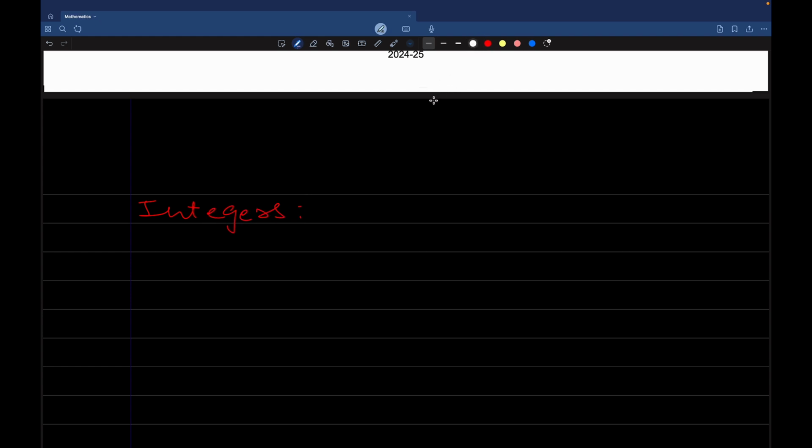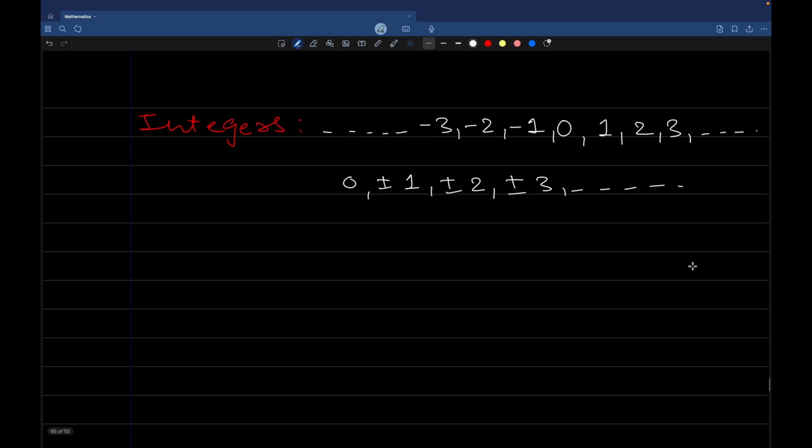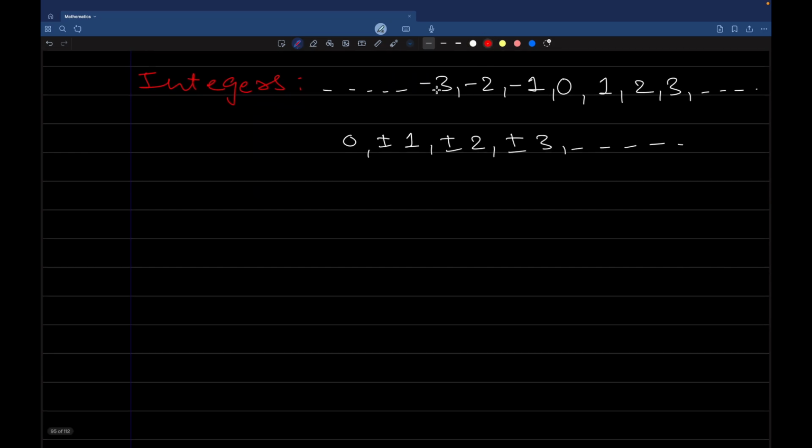Integers start from minus infinity, minus 3, minus 2, minus 1, 0, 1, 2, 3 and go up to infinity. We can also write integers as 0, plus or minus 1, plus or minus 2, plus or minus 3 and so on. Multiplication.